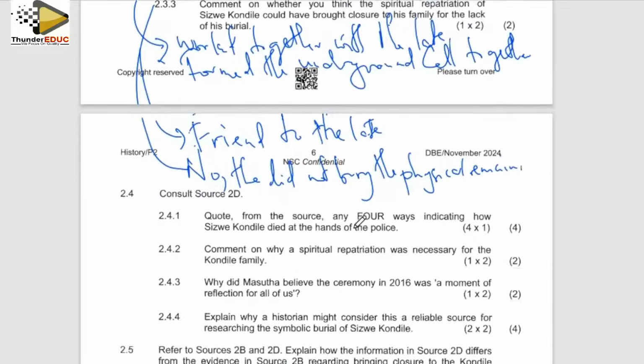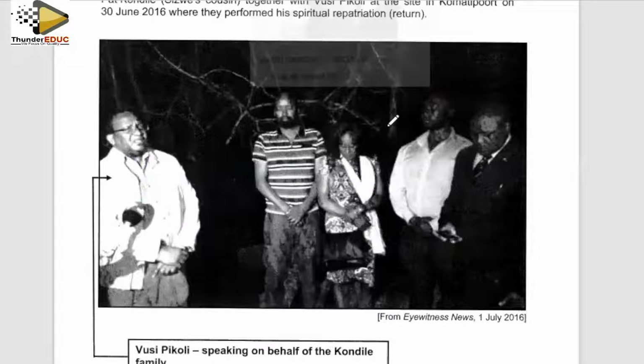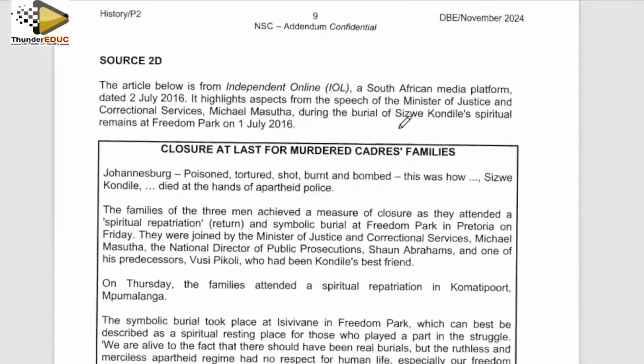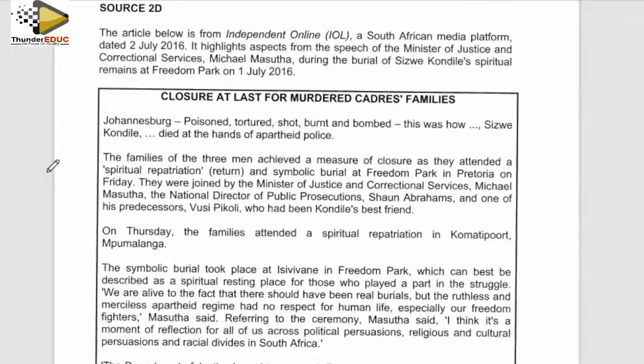Right, moving on to the next source. Quote from the source any 4 ways indicating how Sizwe Kondile died at the hands of the police. Right, we go to the source. The opening paragraph, the context of the source, says the article below is from Independent Online, a South African media platform dated 2 July 2016. It highlights aspects from the speech of the Minister of Justice and Correctional Services, Michael Masutha, during the burial of Sizwe Kondile's spiritual remains at Freedom Park on 1 July 2016.